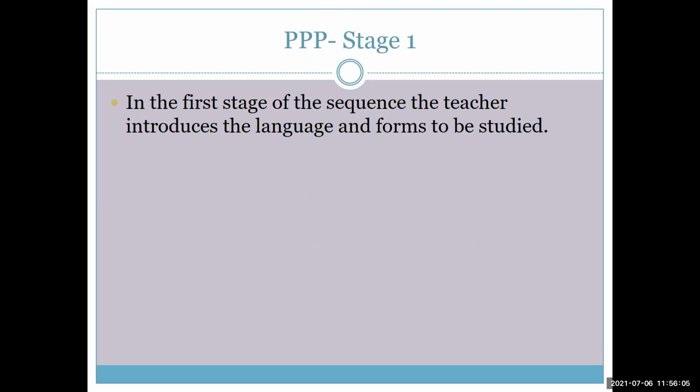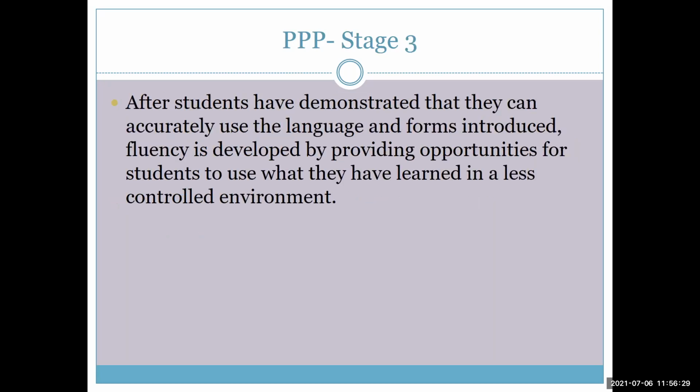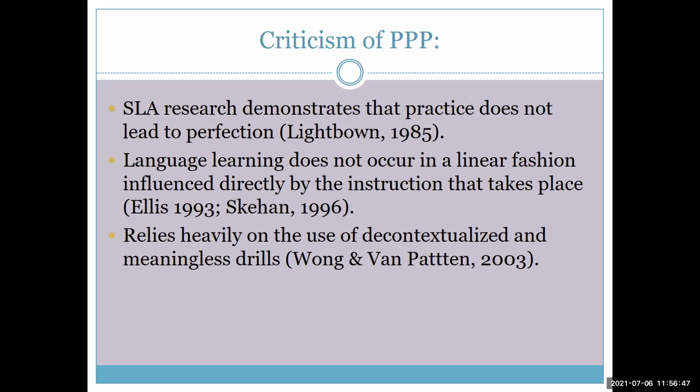PPP first stage. In the first stage of the sequence, the teacher introduces the language and forms to be studied. Second stage. In the second stage, students practice using the language and grammar introduced by the teacher. This stage is often characterized by decontextualized drills. The focus of this stage is the accurate use of language. The last stage: after students have demonstrated that they can accurately use the language and forms introduced, fluency is developed by providing opportunities for students to use what they have learned in a less controlled environment.